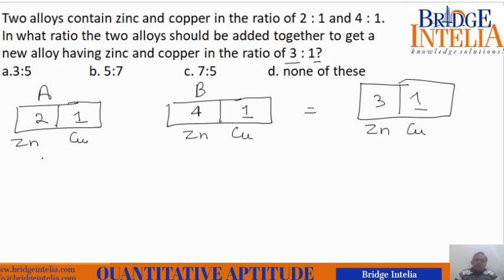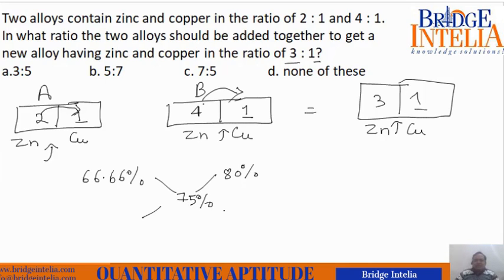Now if I ask you what is the percentage of zinc here, 2 out of 3 parts, you would say 66.66% zinc. What is the percentage of zinc here? 4 out of 5 parts, so that is 80%. What is the percentage of zinc here? 75%. So if you apply the alligation method, the crisscross method, you will immediately find the ratio.